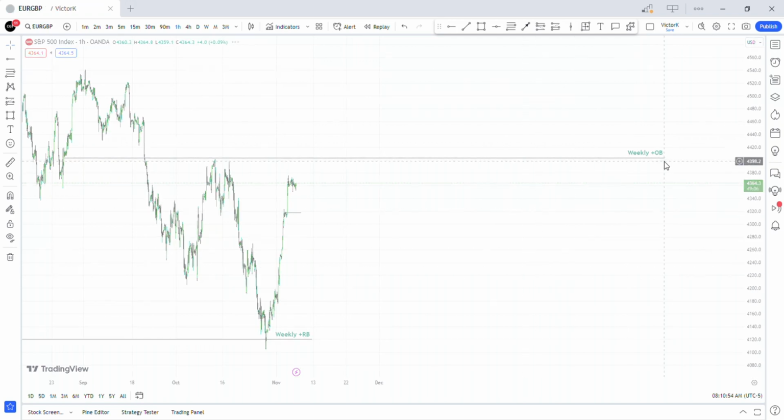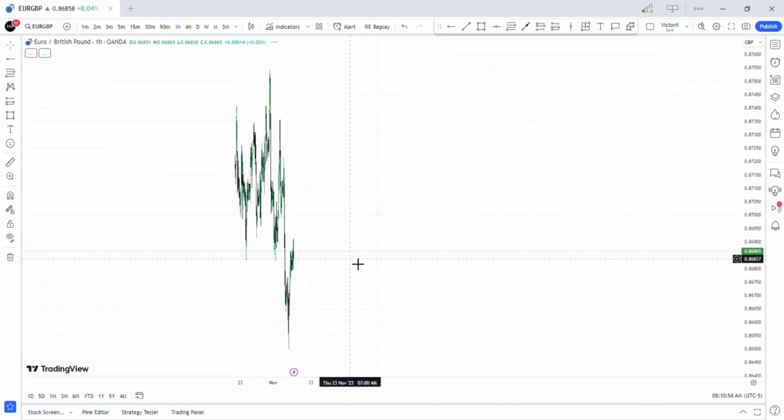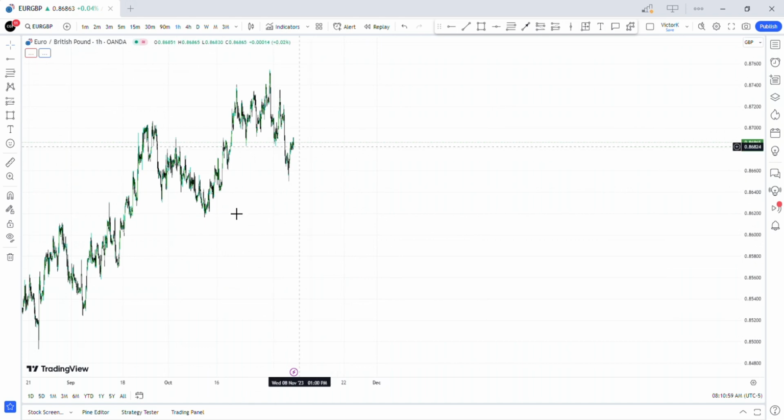And I think the next one is GBP. Okay, I don't trade it. I just use it to find the correlation between EURUSD and GBPUSD.